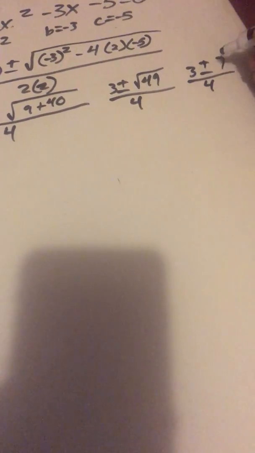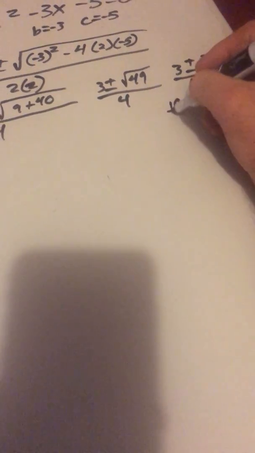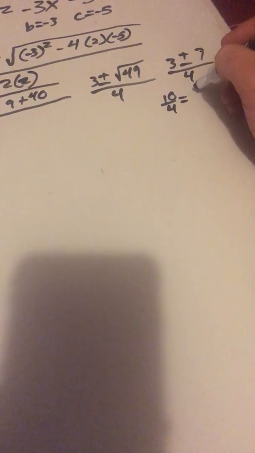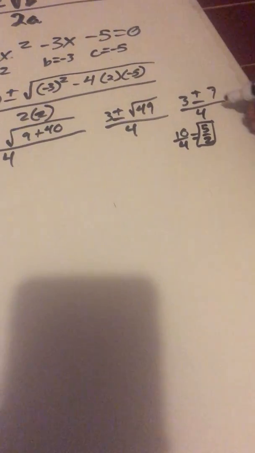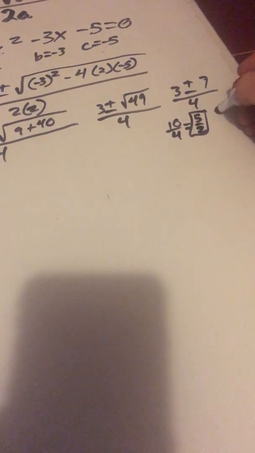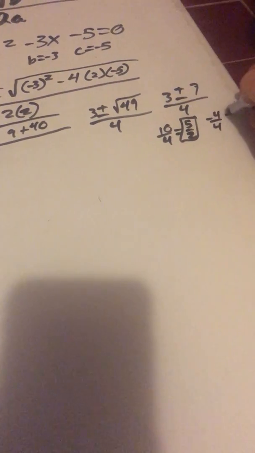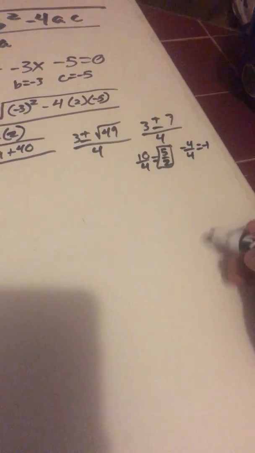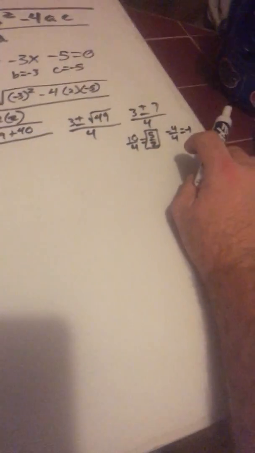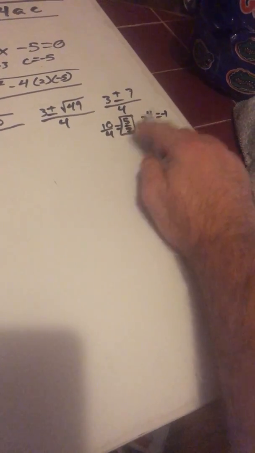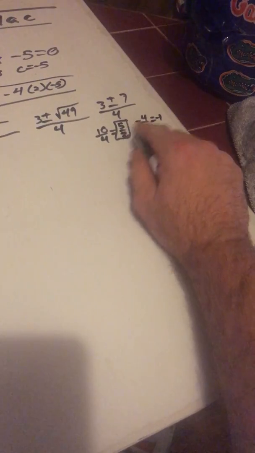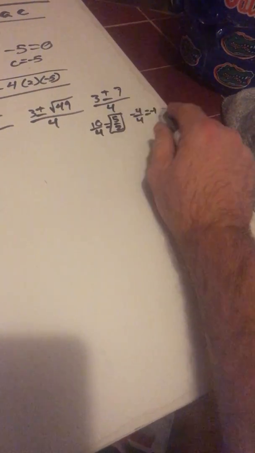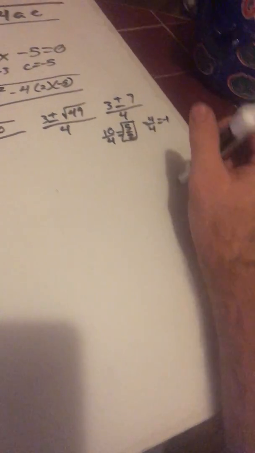So 3 plus 7 is 10, and I have 10 over 4, which reduces to 5 over 2. That's my 1. Then 3 minus 7 is negative 4 over 4, which is equal to negative 1. So 5 over 2 and negative 1. Those are my solutions, where they cross the x-axis, where they are called the roots, or the zeros.